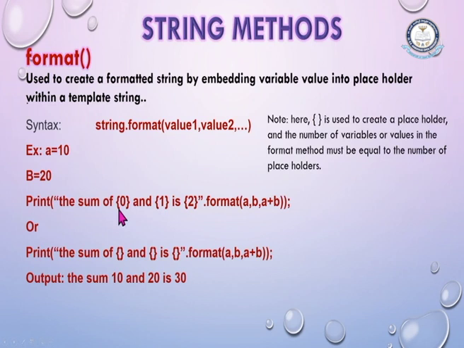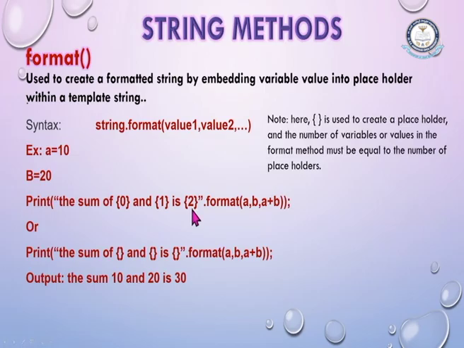in the corresponding placeholder. That means, in the first placeholder, where 0 is mentioned, a will be replaced, and in the second placeholder, where 1 is mentioned, b is replaced, and then in the third placeholder where 2 is mentioned, a plus b value will be substituted. So, the final output of this formatting string will be: the sum of 10 and 20 is 30. That is it. So, these are the two different ways of formatting a string. The string can be formatted either by using an f-string or a format method.